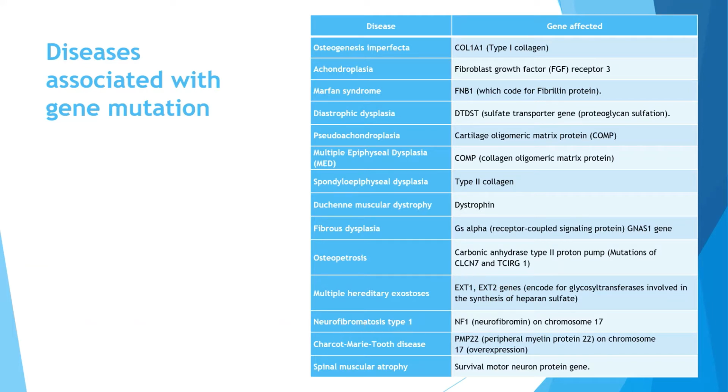Neurofibromatosis type 1. This is due to affection of the NF1 gene on the chromosome 17. Sometimes you are asked in which chromosome, it's 17. Charcot-Marie-Tooth also is a gene on the chromosome 17. However, the gene is the gene that codes for the protein PMP22 or peripheral myelin protein 22. Spinal muscular atrophy is due to affection of the survival motor neuron protein gene.